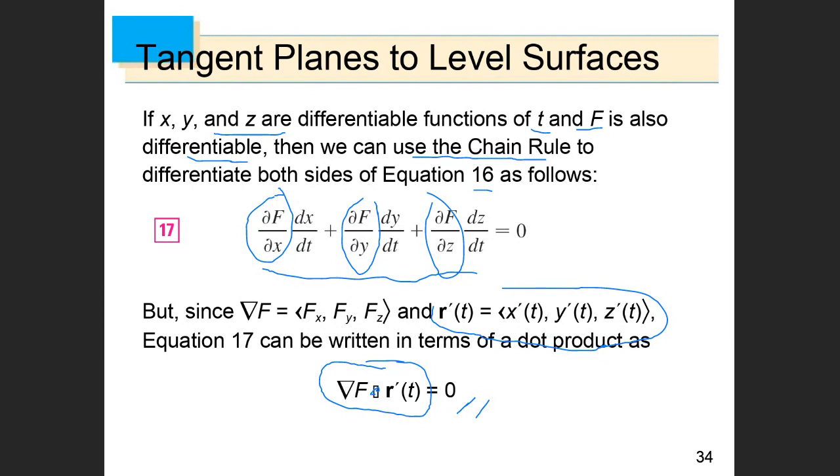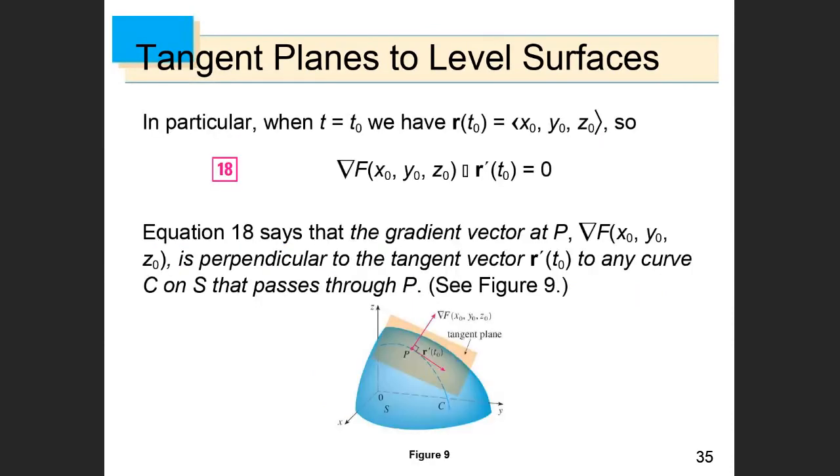Got it? Okay? So, in particular, when t equals t0, we have r(t0), which is (x0, y0, z0). So, in fact, we have a scalar product or dot product that equals 0, which means that the gradient at the point (x0, y0, z0) is perpendicular to the tangent vector r prime of t0. And this is the right way to see mathematically how it should be plotted. Okay, so the gradient is perpendicular to the tangent. Got it, guys?